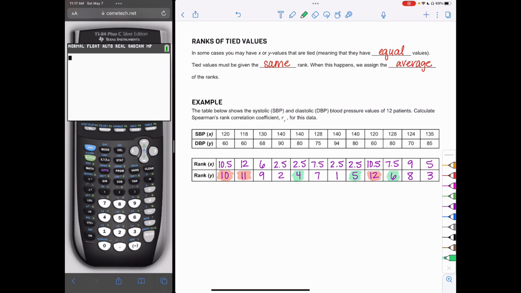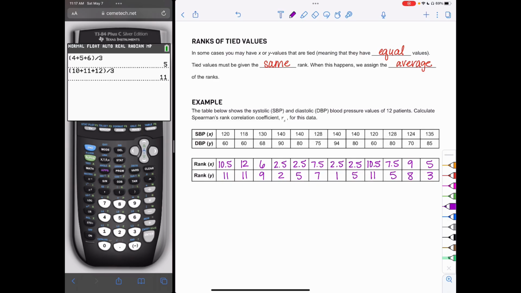So now we can start calculating our averages. So we're going to have 4 plus 5 plus 6 divided by 3. So that means that our average there is 5. So these rankings are all going to be 5. And then for 10, 11, and 12, 10 plus 11 plus 12 divided by 3 is 11. So here we're going to have our rankings as 11 here.